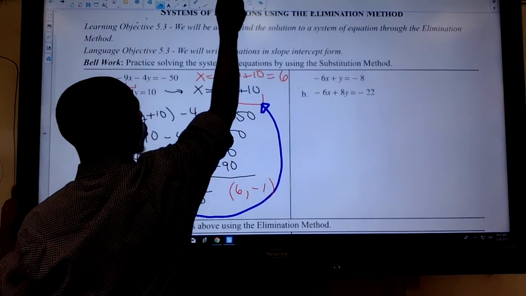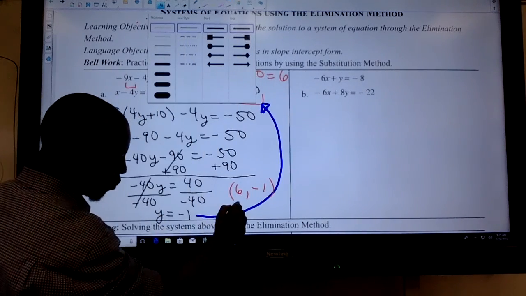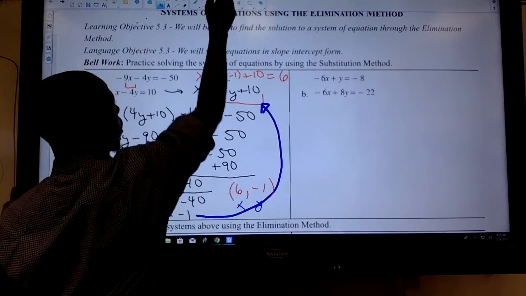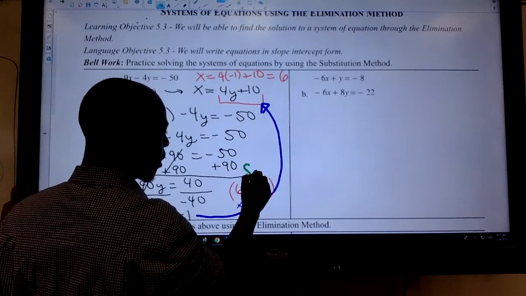Remember, x always goes first. So x is the first number, then it's y. Okay? So this is my solution right here. All right? This is my solution.